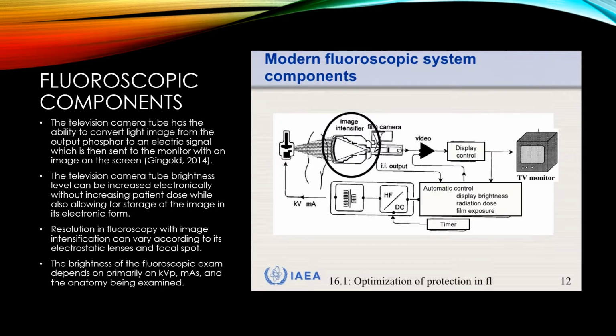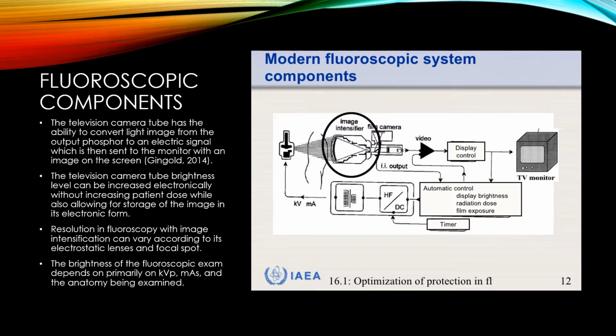The television camera tube has the ability to convert light image from the output phosphor to an electric signal, which is then sent to the monitor with an image on the screen. The television camera tube brightness level can be increased electronically without increasing patient dose, while also allowing for storage of the image in its electric form. Resolution of fluoroscopy with image intensification can vary according to its electrostatic lenses and focal spot.